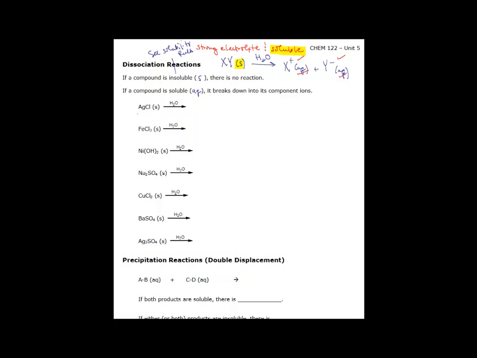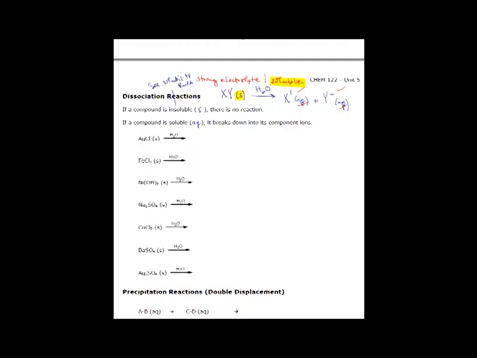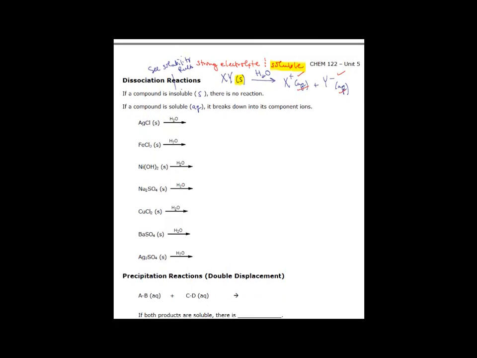This first reaction, I have silver chloride. When I add it to water, will it be soluble? Well, let's go back to our solubility rules on page 6. Remember the rule, rule number 2, salts that contain chloride are soluble except for silver chloride and lead 2 chloride. So silver chloride is not going to be soluble. So since it's not soluble, I will have no reaction. So if you put silver chloride in water, you would just see solid at the bottom.